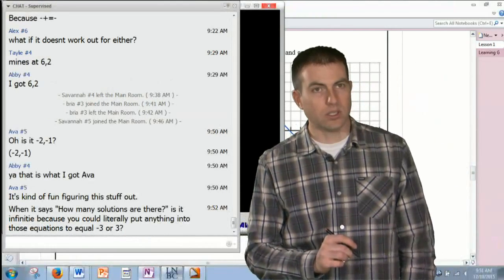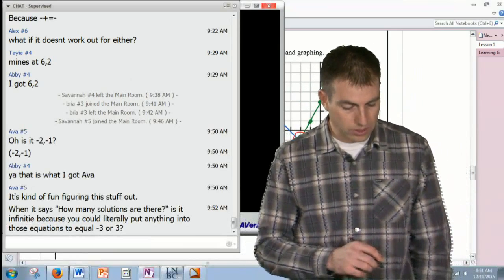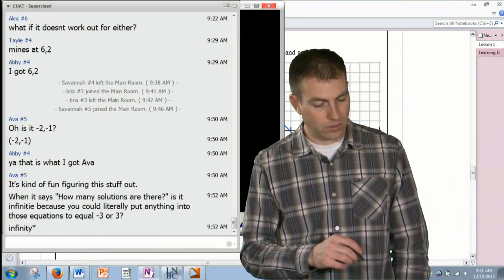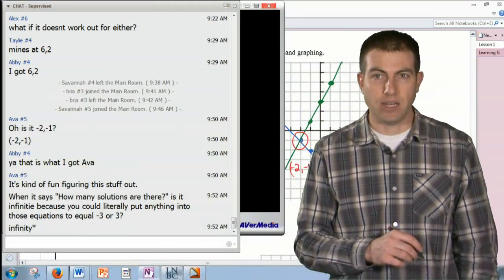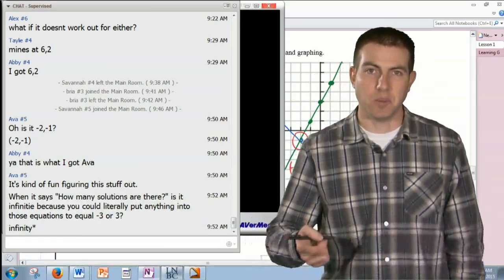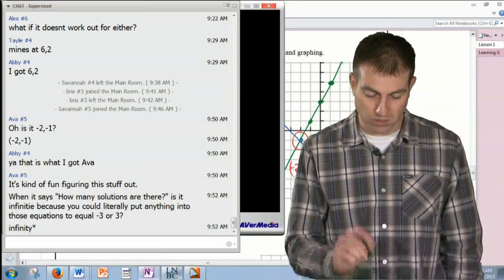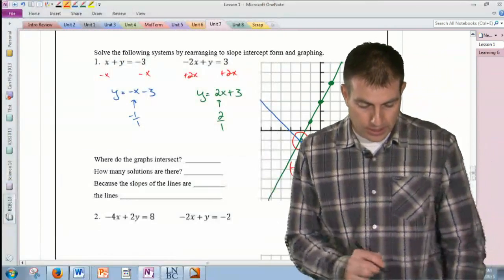When it says how many solutions are there, is it infinite because you can literally put anything in the equations to equal negative 3 or 3? I think you're maybe a step ahead of me. There's another 2 examples we're going to look at that are going to give us the other 2 possible scenarios. So if you mind holding that thought for just a second, we'll get to it.